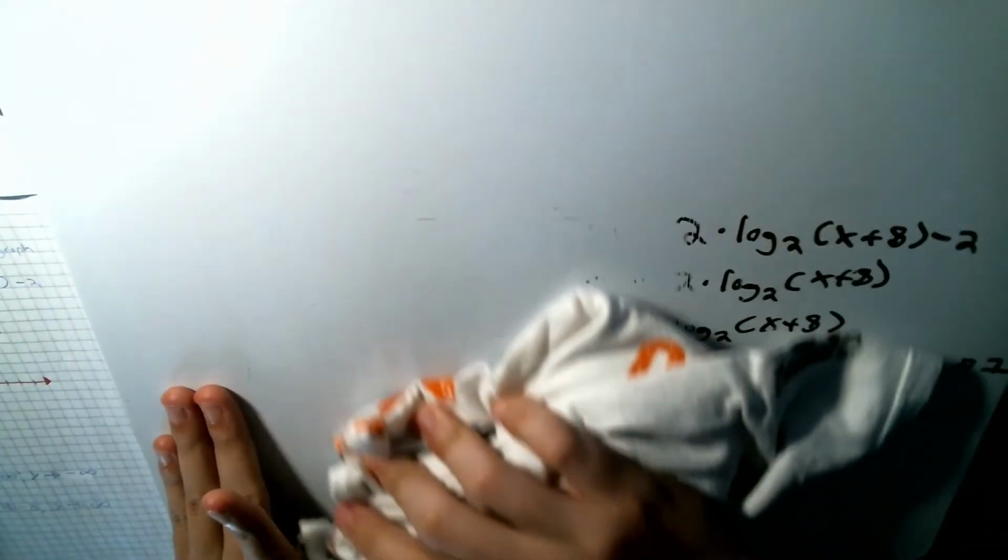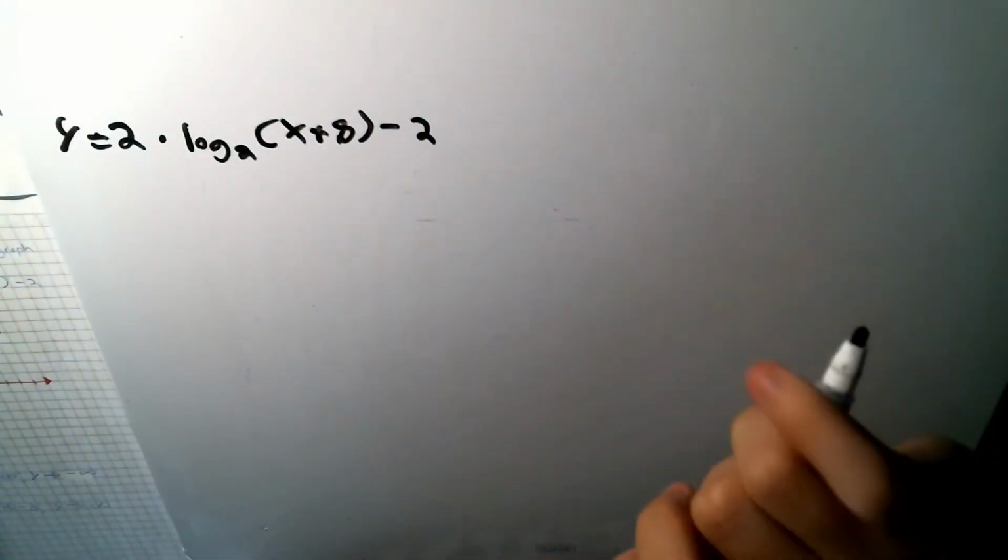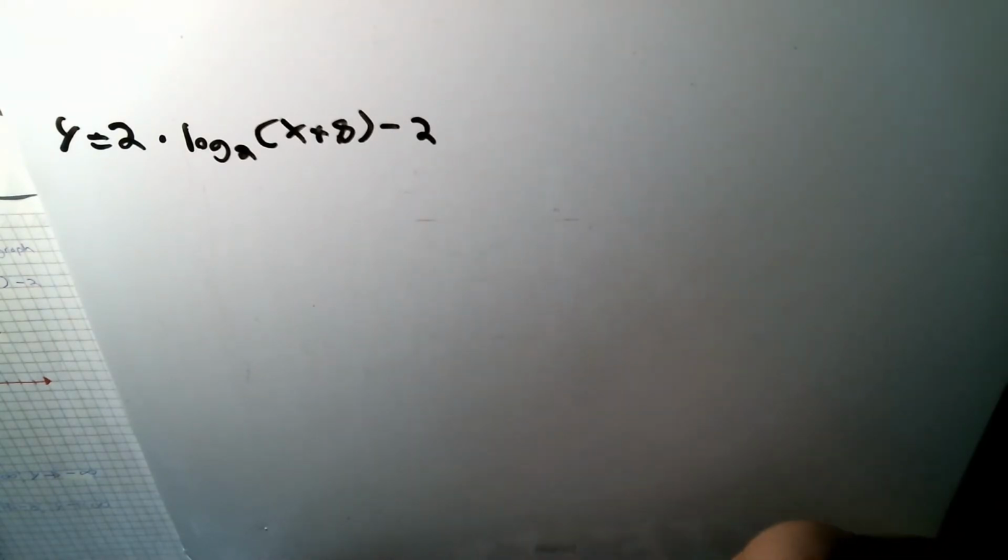It's taking long, but it's not over. We have to graph. Okay, I'm going to write it again. Our function is y equals logarithm base 2 of x plus 8, minus 2.